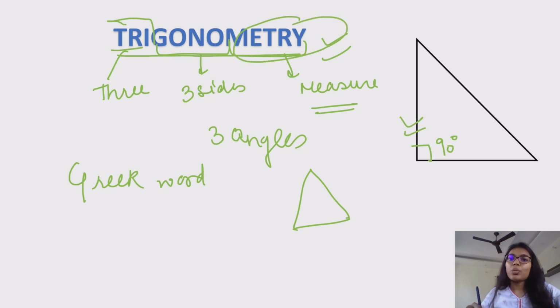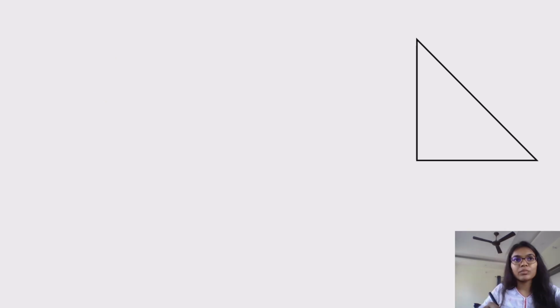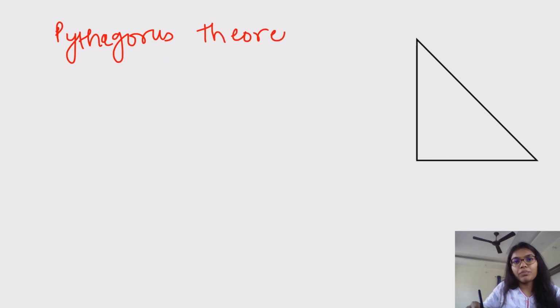But ma'am, why do we have to study trigonometry? We already have Pythagoras theorem for right angle triangles. Then why do we have a new branch of mathematics for that? So I will just answer this question. First, let us revise Pythagoras theorem so we can understand why we need trigonometry, right?